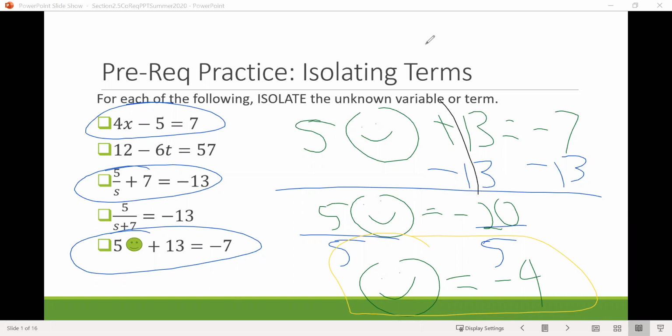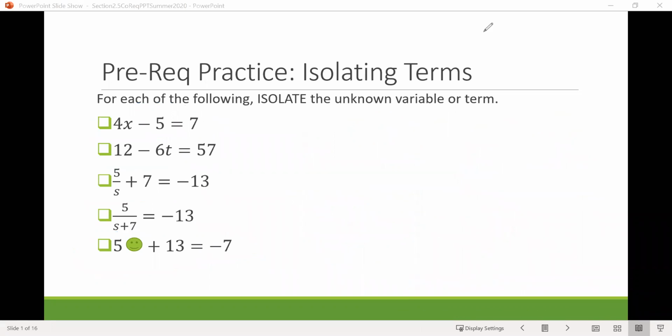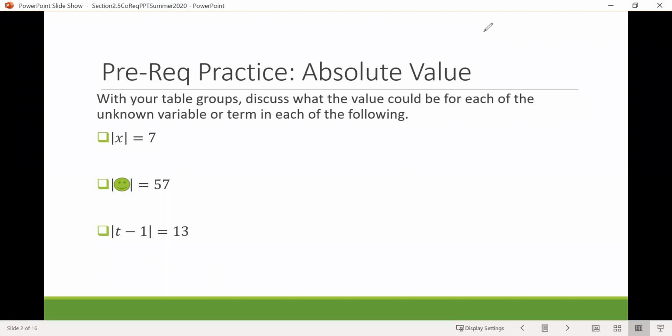All right. So one more thing then. Let's talk about absolute values, okay? In this case, we've got 3 absolute value equations here. And what we need to think about is what could be inside of the absolute value, or what could the variable or unknown thing be in each case.